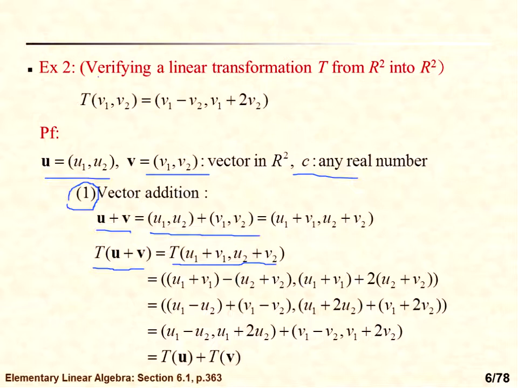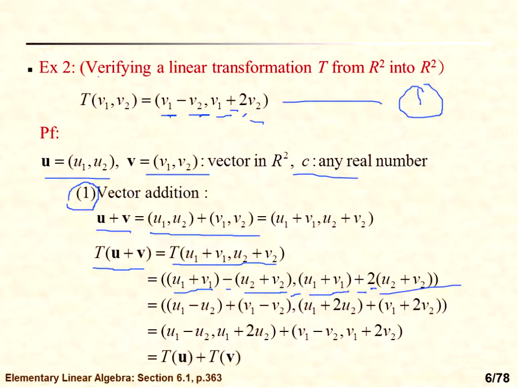So let's see what happens when you apply the transformation from equation number 1. This is equation number 1. What happens when you apply the transformation? The transformation is (V1 - V2, V1 + 2V2). First you write V1, then apply the minus sign, then V2, then put the comma. Then again V1, then the plus sign, then put the 2, and then V2. So it is 2U2 + 2V2.